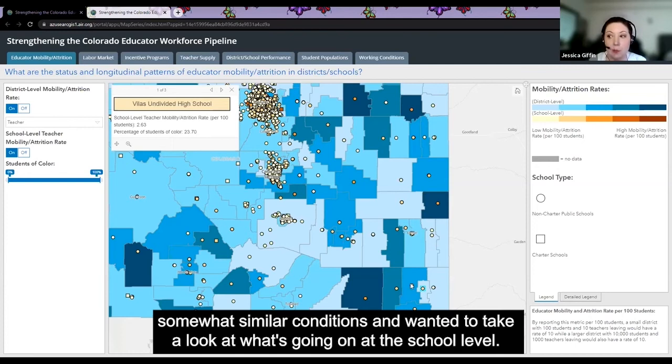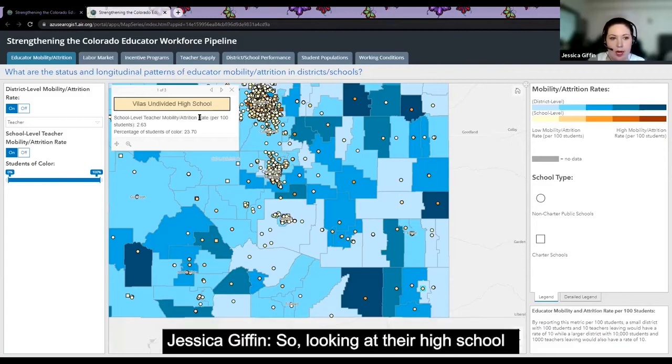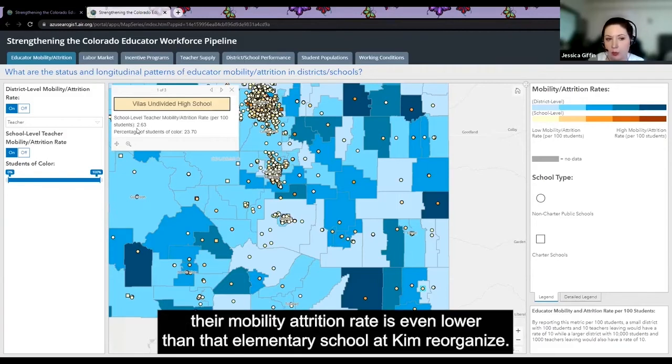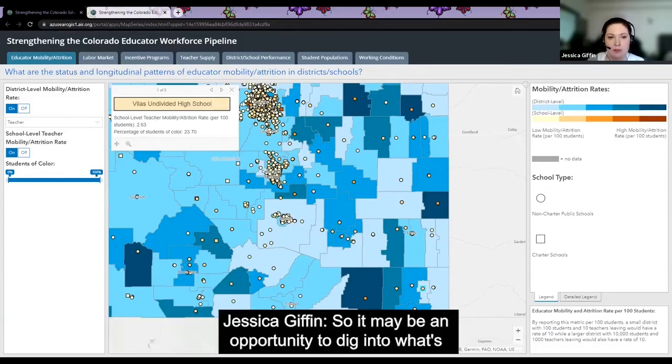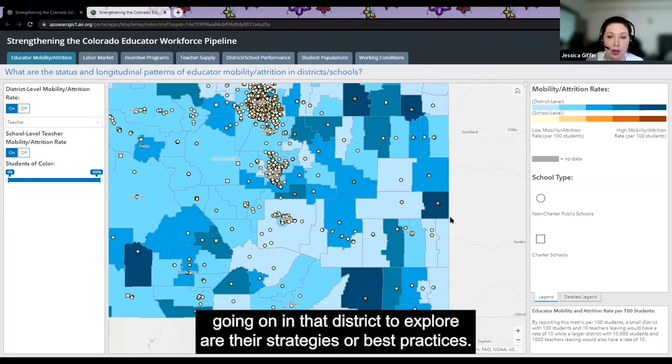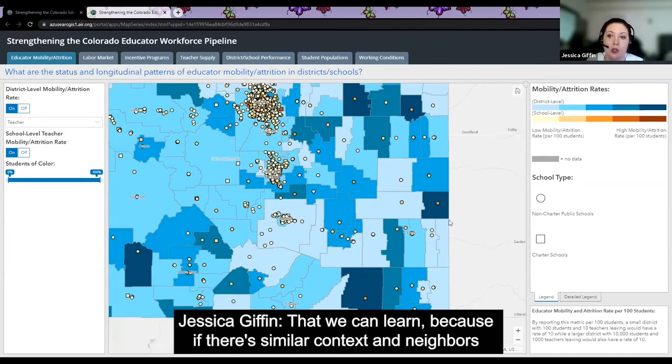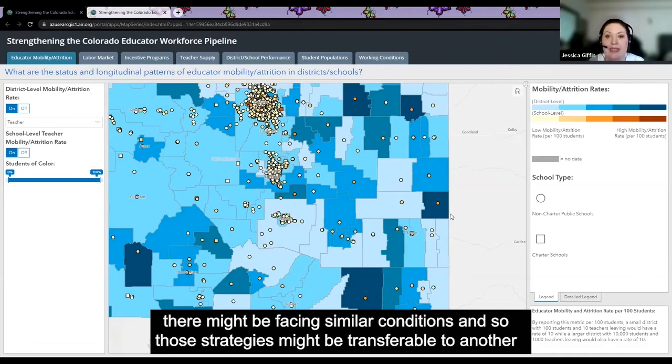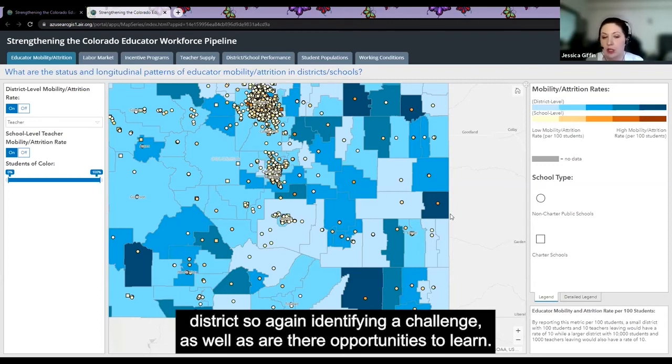So they might have somewhat similar conditions and we wanted to take a look at what's going on at the school level. Looking at their high school, their mobility and attrition rate is even lower than the elementary school at Kim Reorganized. So it may be an opportunity to dig into what's going on in that district to explore, are there strategies or best practices that we can learn? Because if there are similar contexts and neighbors, they might be facing similar conditions, and so those strategies might be transferable to another district. So again, identifying a challenge as well as opportunities to learn.